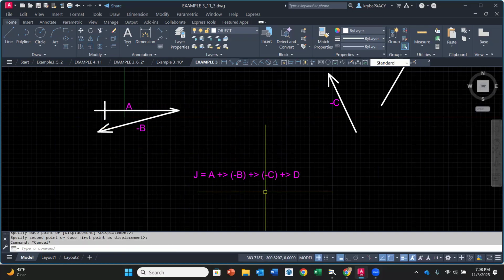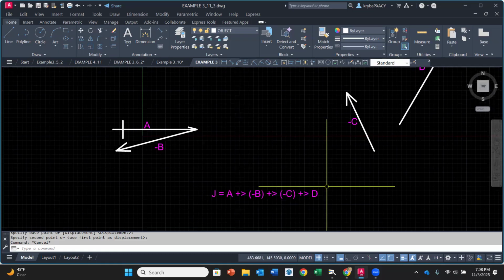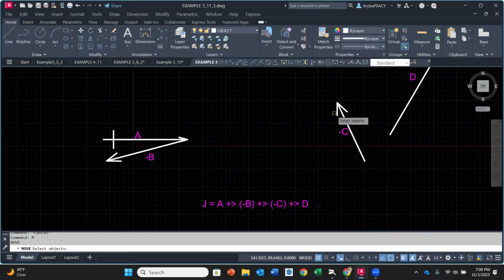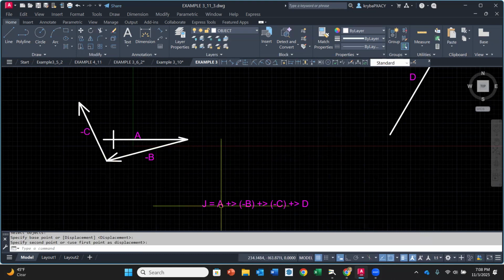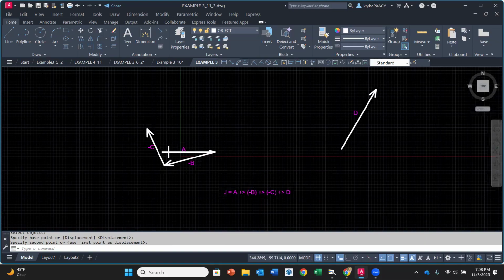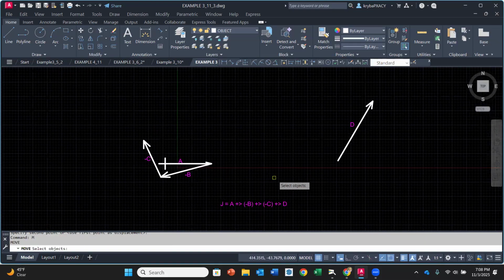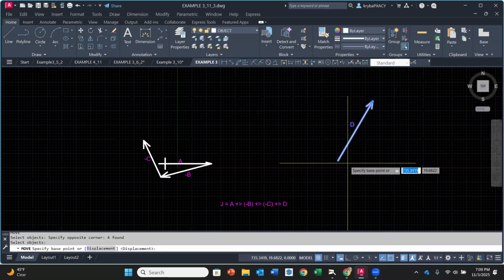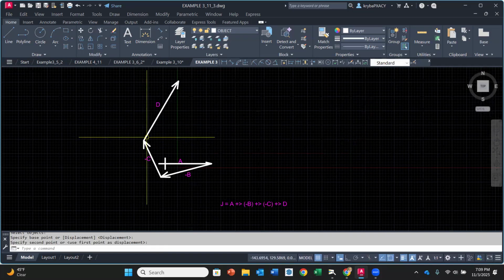Okay. Then I'm going to add negative C. So I'm going to move the tail of negative C and put it at the tip of the negative B. And then lastly, I'm going to move D's tail to the tip of the negative C. So essentially we did a vector addition, but the two that were subtractions, we added their negative version, okay?